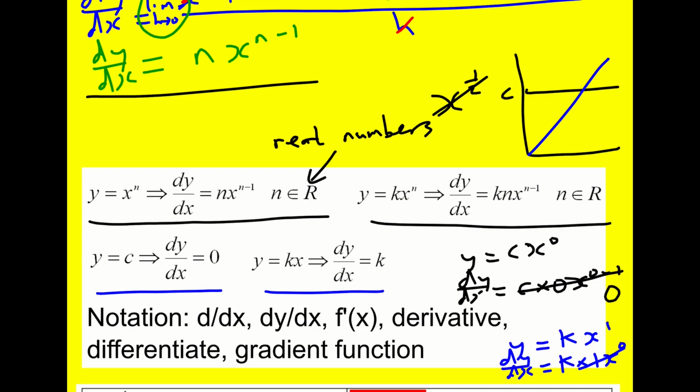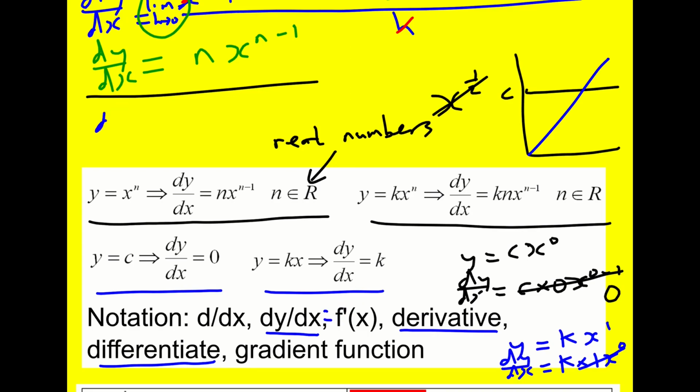Now, I've spoken about dy by dx. I've spoken that this is the same as differentiating. We call dy by dx the derivative. It's just a slightly different word for it. And another bit of notation is f dash x. So these are the same thing. Dy by dx is the same as f dash x when y is equal to f of x.